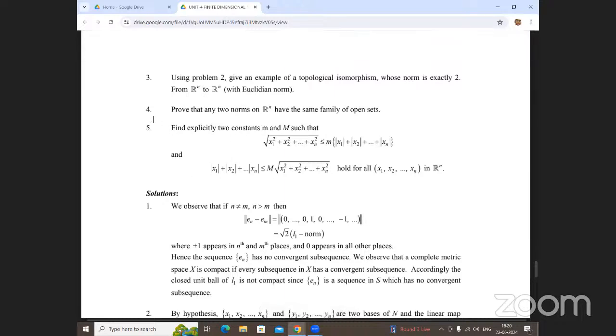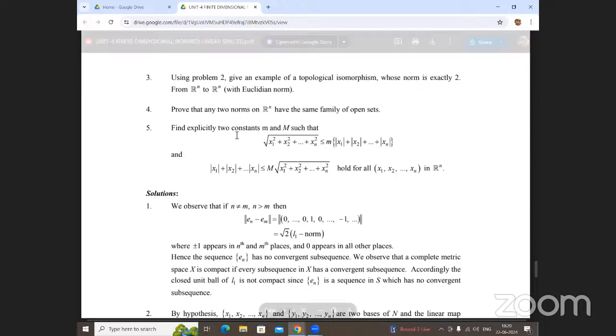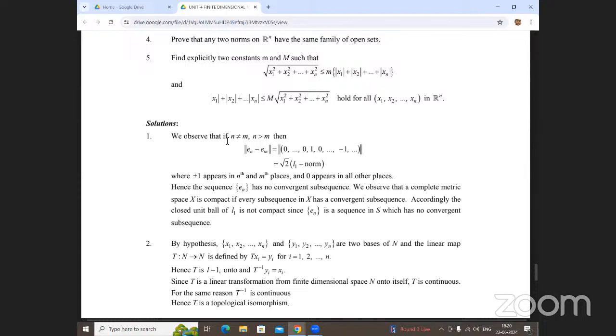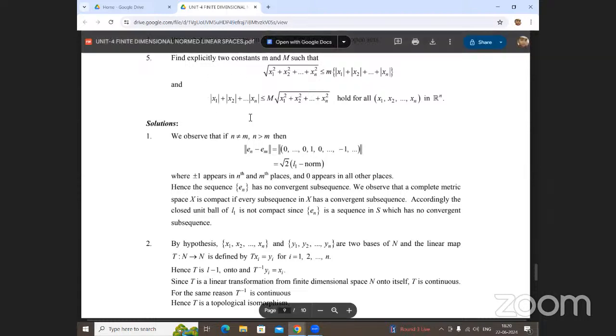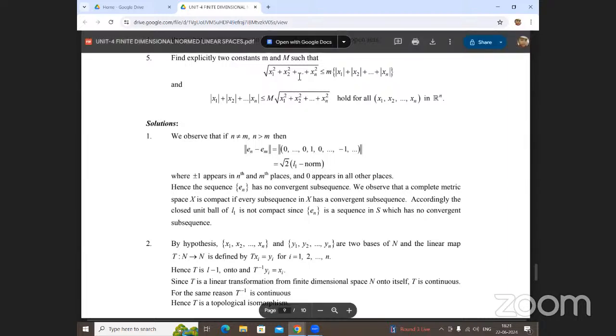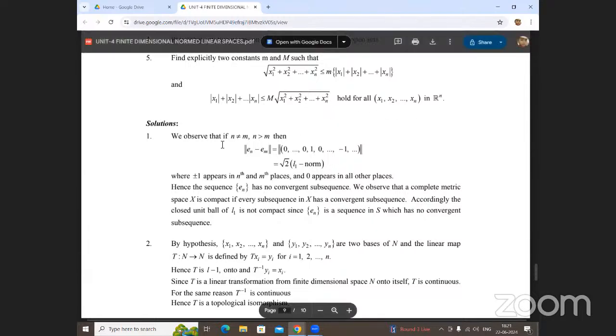Okay. So the fourth one: any two norms on R power n have the same family of open sets. Already you have to derive it here. Now the solution is the individual absolute representation of the xi values, capital M into the square root of x1 square plus x2 square. Here all the xi values belong to R power n.